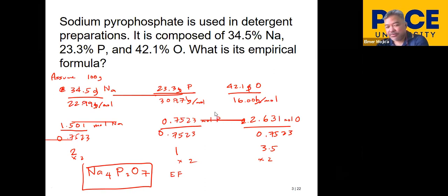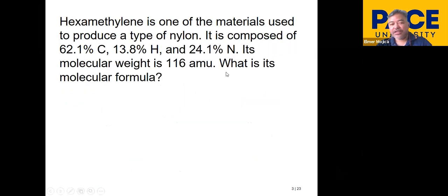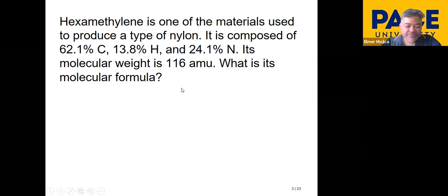So the last question for empirical formula with molecular formula is shown here in the slide. So you're given the hexamethylene, one of the material used to produce nylon. It's composed of 62.1% carbon, 13.8% hydrogen, and 24.1% nitrogen. So given the molecular weight of 116 atomic mass unit, what is its molecular formula?